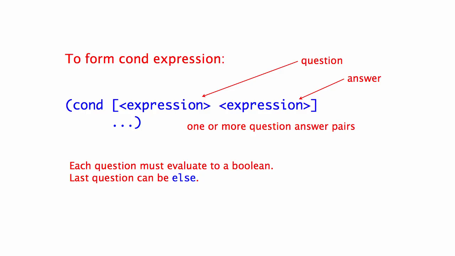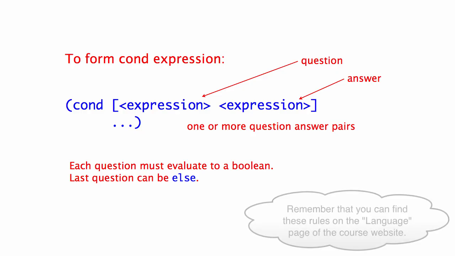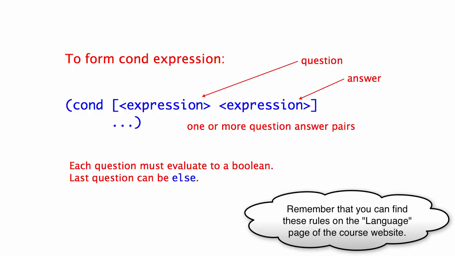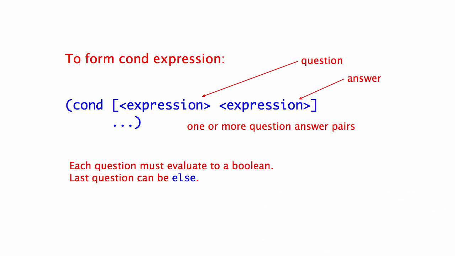Now we'll do the usual thing and look at the rules for forming a cond expression. It's just open paren cond, and then one or more question-answer pairs, where each question-answer pair is open bracket, a question expression, and then an answer expression and a closed bracket. And all of the question expressions have to produce a Boolean, except the last question expression, which is allowed to be the special word else, which is going to mean if you get to this question-answer pair, definitely produce this answer.